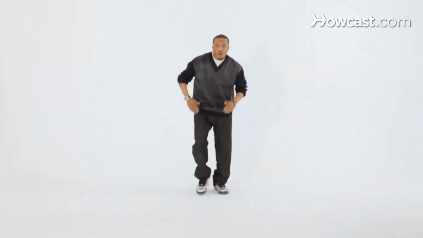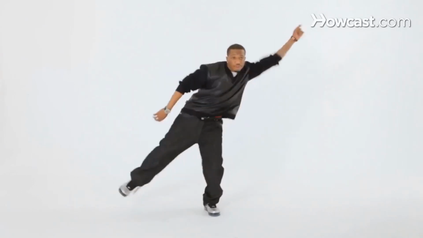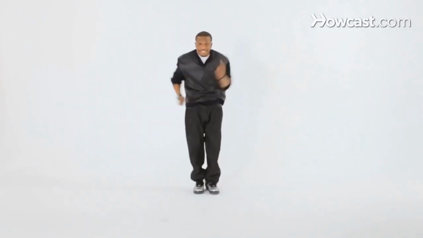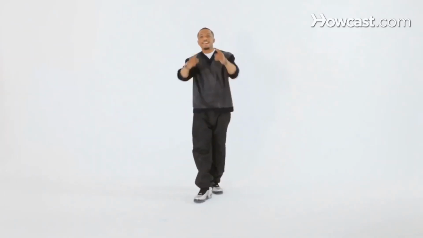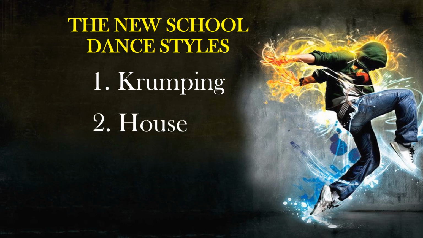Good, excellent, one more time. Do it with me, all right, here we go. Five, six, seven, eight. One and two, three and four, five and six and seven and eight and, nice. That was popping and locking. Let's proceed with the new school dance styles, which are crumping, house, and street jazz.